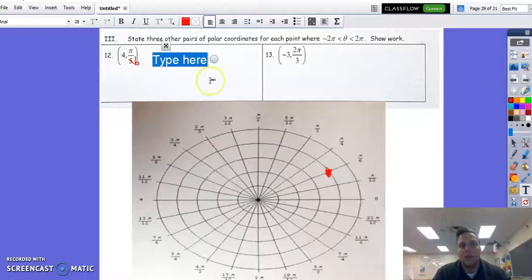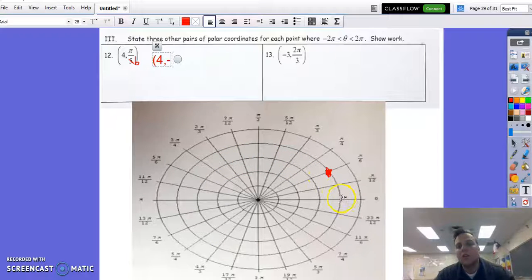The first point is going to be 4 comma negative something. I want a negative angle. Positively, I just had to go up 2 lines to get to where I went. So I went to 4, and I went up 2 lines. To go negatively, I need to go all the way around in the negative direction except the last 2 lines. So I could count 1, 2, 3, 4, 5, 6, 7, 8, 9, 10, 11, 12, 13, 14, 15, 16, 17, 18, 19, 20, 21, 22 lines.